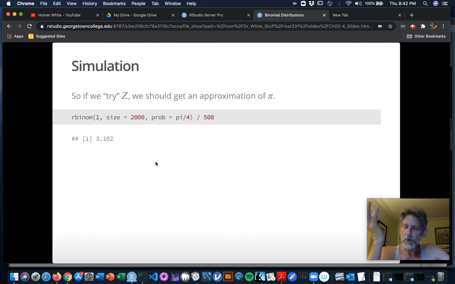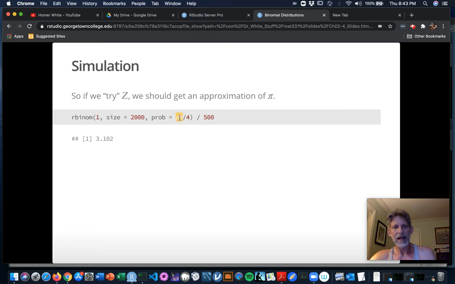So if I try that random variable, then maybe I'll come out somewhere near pi. So let me try it once. To get our binomial, we're trying a random trial of this random variable. We're just going to do it once. And that random variable is, throw in 2,000 times at the dartboard with that chance of success.